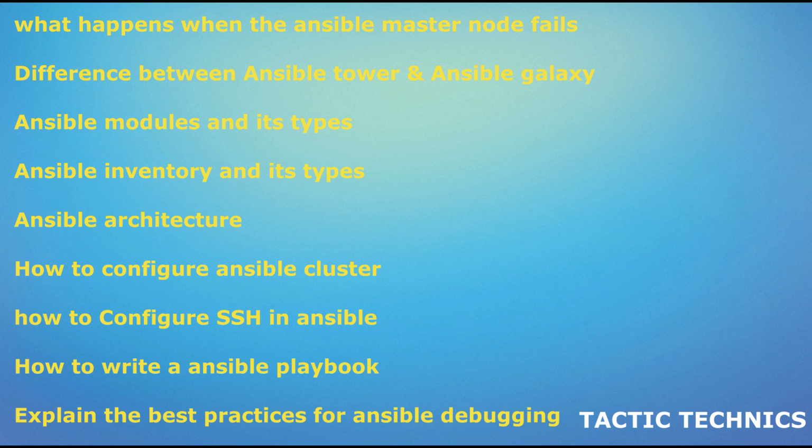Ansible inventory and its types. Ansible inventory is a list of managed nodes and their attributes. It is used to specify the targets for Ansible operations, such as running playbooks and executing ad hoc tasks. There are 3 types of Ansible inventories: static inventory, dynamic inventory, and custom inventory.